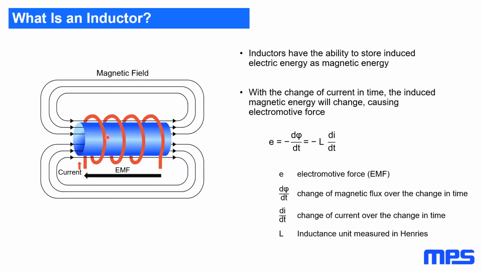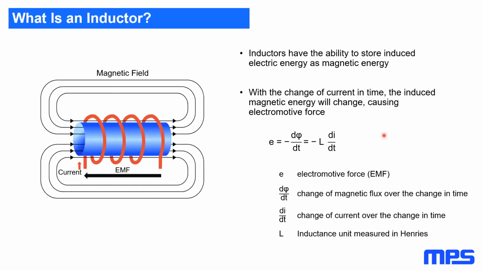And this is when we have a current flowing through the wire of the inductor: a magnetic field is generated and an electromotive force in the opposite direction is created. The formula describes that there is a minus, and this is because the electromotive force is in the opposite direction of the actual current flow. Inductance of an inductor opposes the change of current in time.